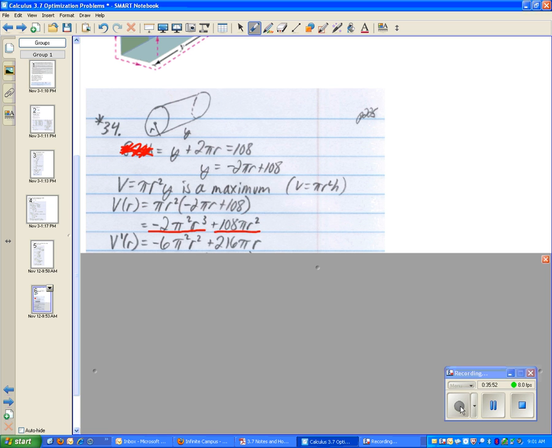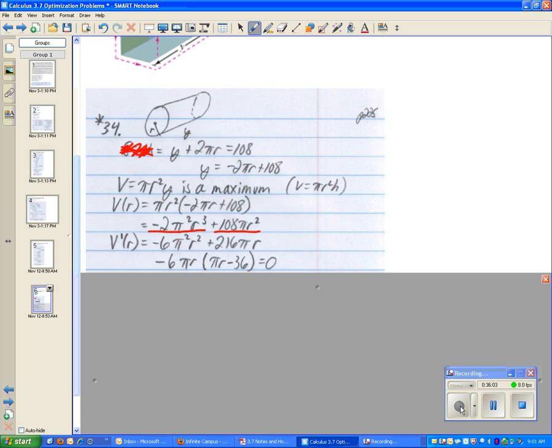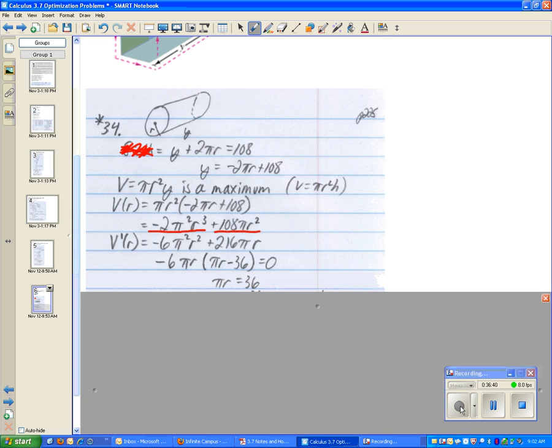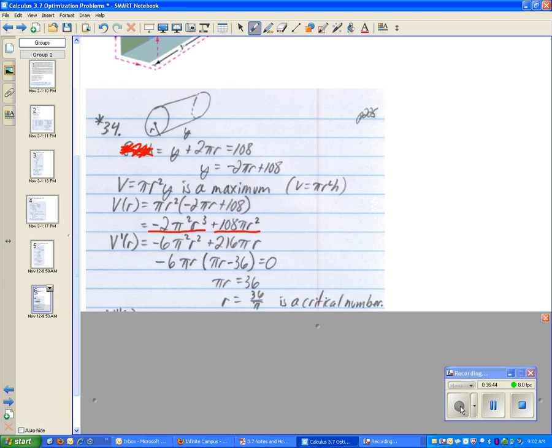I can factor. What can I factor out of that? Pi r. A pi r and also a negative 6. So negative 6 pi r times the quantity pi r minus 36. And then I went ahead and wrote equals 0 because isn't that what I'm wanting to do? Find the critical numbers. All right, for the factor that's outside the parentheses, the negative 6 pi r, what makes negative 6 pi r equal 0? 0. And if the radius is 0, does our cylinder exist? So 0 is not in the domain, is it? Pi r minus 36 equals 0. Add 36 to both sides, divide by pi, and that's the critical number that's going to work.